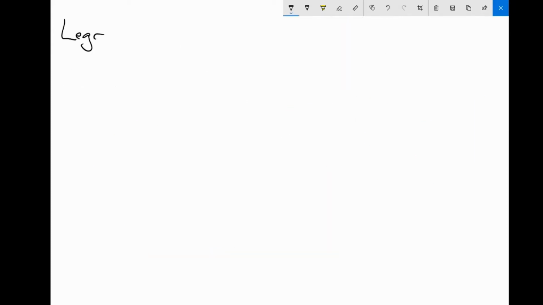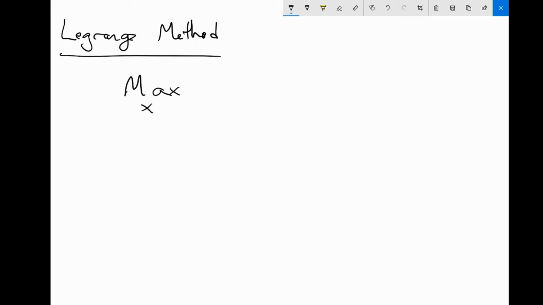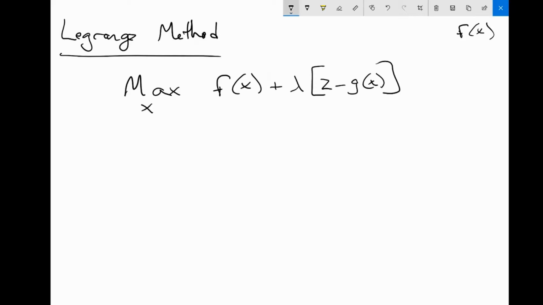The Lagrange method. What we're going to do now is rewrite our maximization problem. Instead of the old objective function with just f of x, we're going to replace it with a new objective function, L of x, the Lagrange function. Writing this out, we're going to choose x that maximizes f of x plus lambda times z minus g of x. This is our new function. We are now going to choose x that maximizes this L of x.